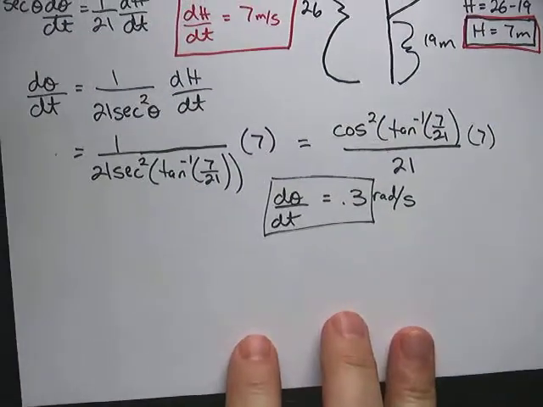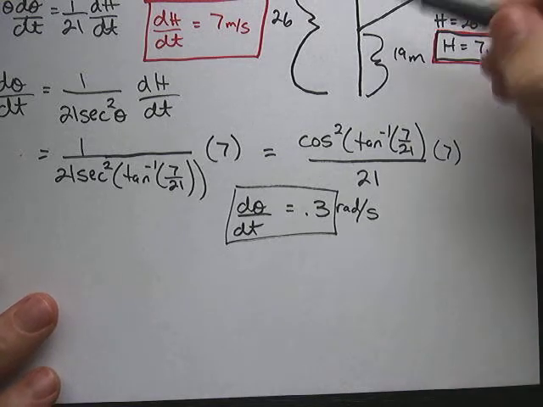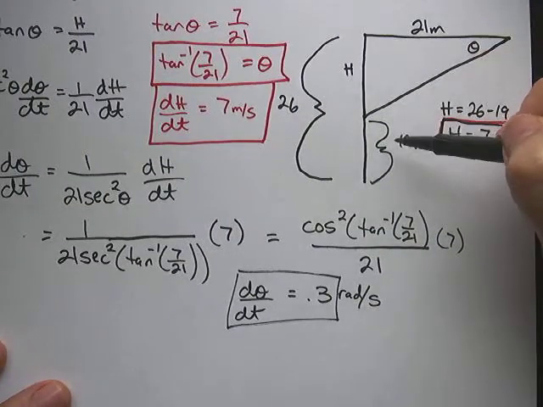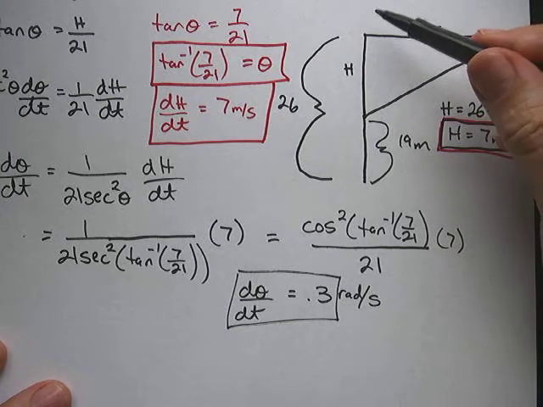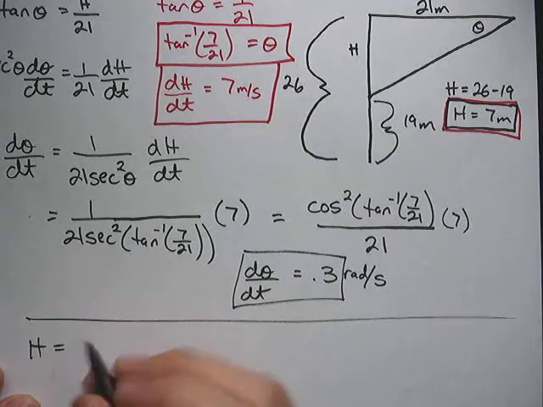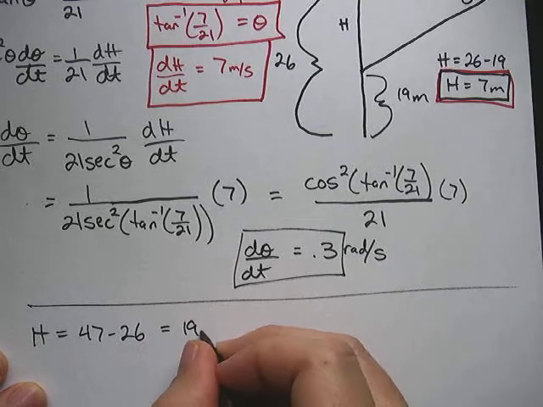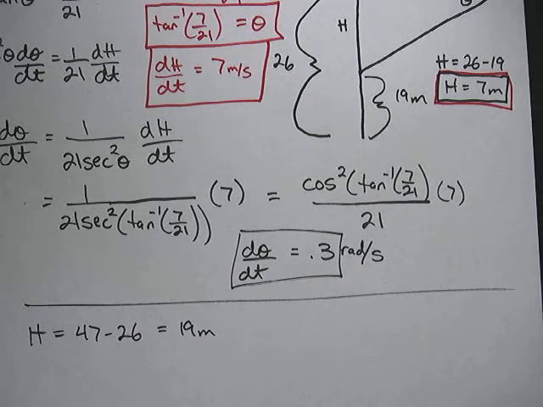Okay, now how would I go about doing the other problem? Well, it's a couple of simple changes. If the elevator is at 47 meters above the ground, that would change your h. If this was 47, it would be above, obviously. So h is equal to 47 minus 26, which will give us 19 meters. Given that we have 19 meters, that would also change our theta.